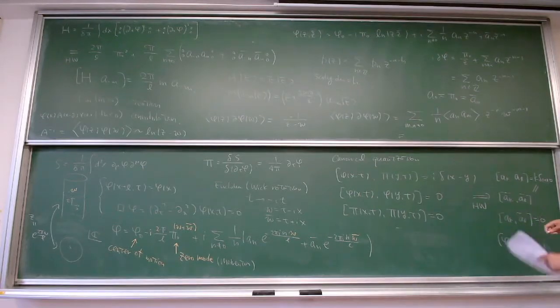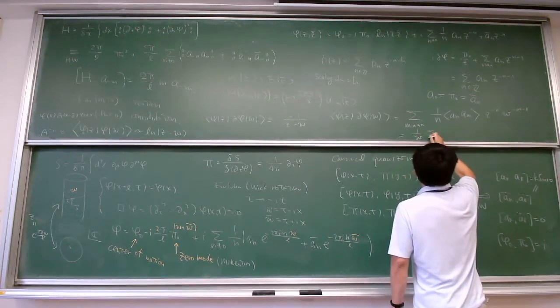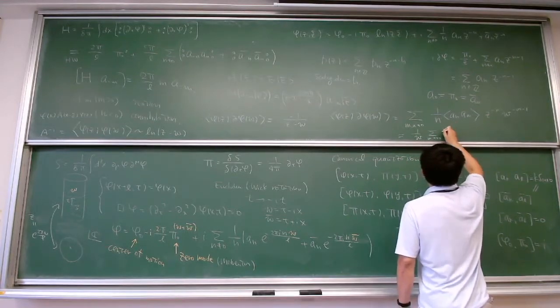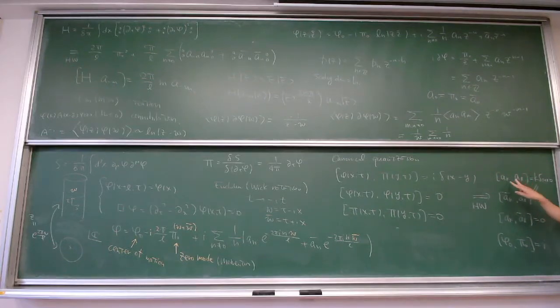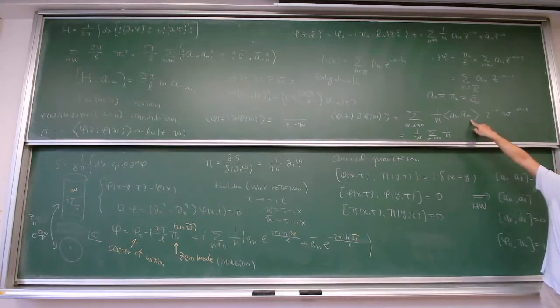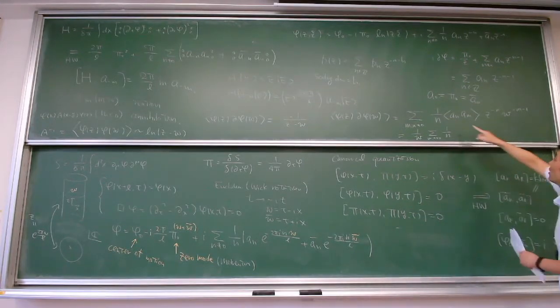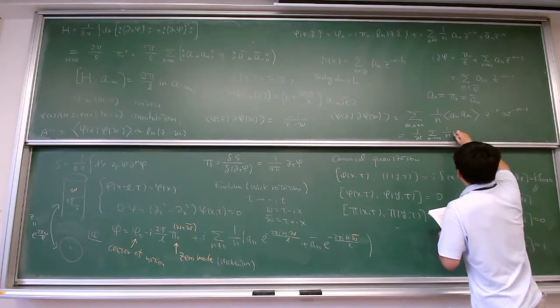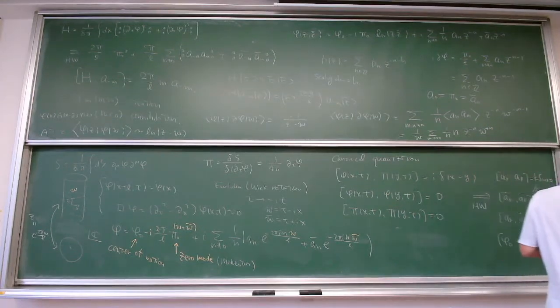So let's bring the overall factor 1 over w. Then, with m and n not 0, 1 over n. And here the computation ratio is non-vanishing only when k plus l is equal to 0. So the non-vanishing part really comes from m equal to minus n. Therefore, if m is equal to minus n, you get z to the minus n, w to the plus n.